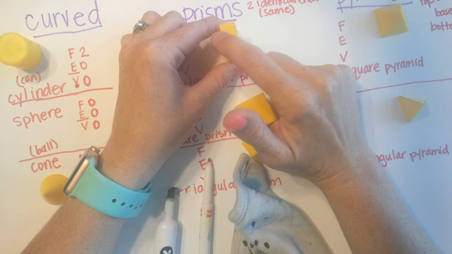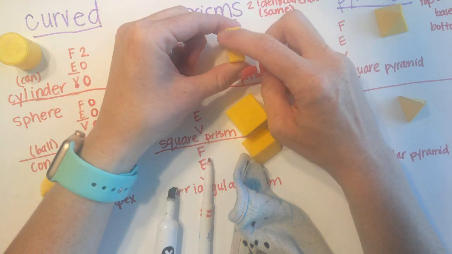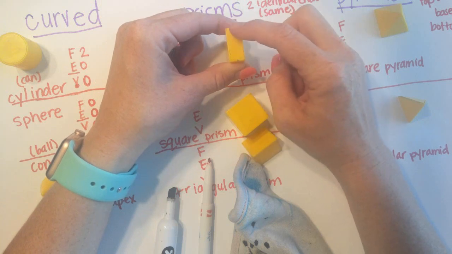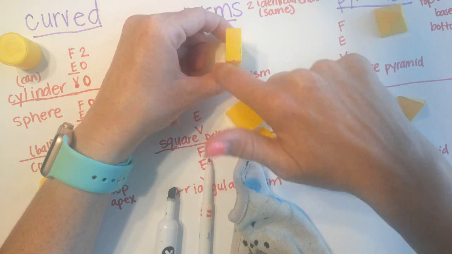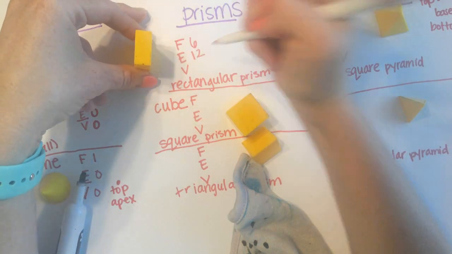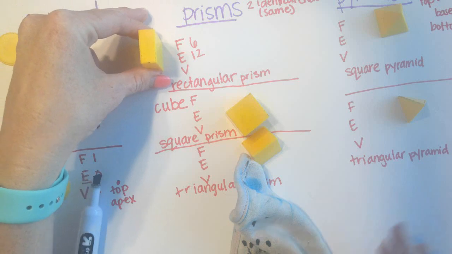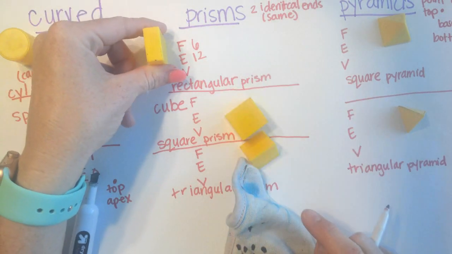And you'll go 1, 2, 3, 4, flip it over, 5, 6, 7, 8. Now go down the middle: 9, 10, 11, 12. And there's 12 edges on our rectangular prism. Then we have our vertices, which are our corners.